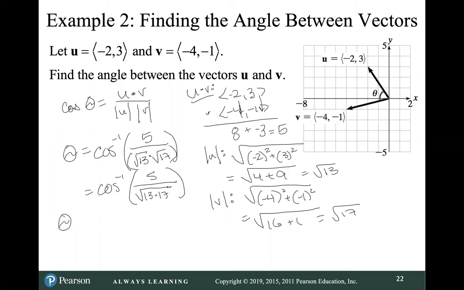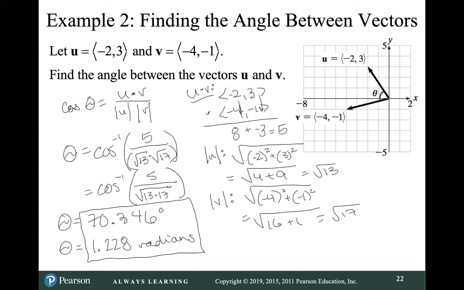if I'm going to give my answer in degrees, I can say that theta equals 70.346 degrees. And if I want the answer in radians, then I would make sure that my mode is in radians. Doing the exact same calculation, I can say that that is 1.228 radians. I didn't specify, so either answer is correct for this problem.